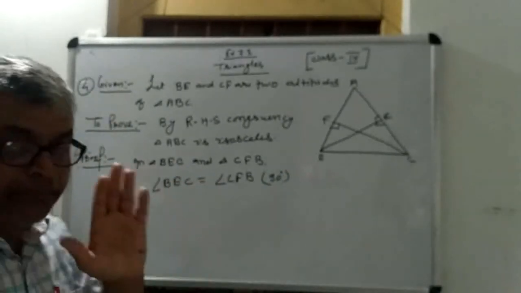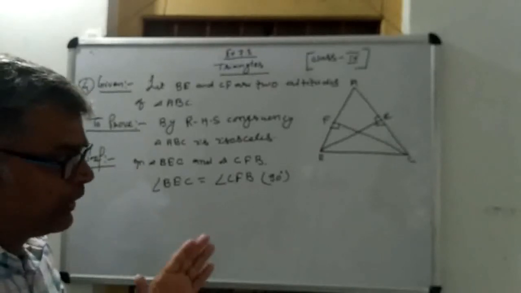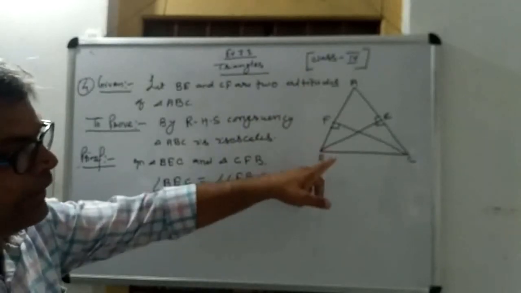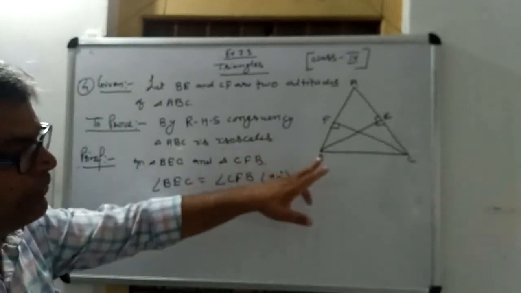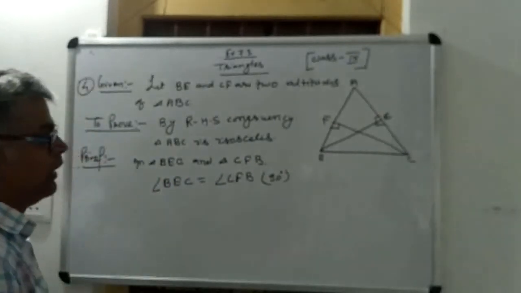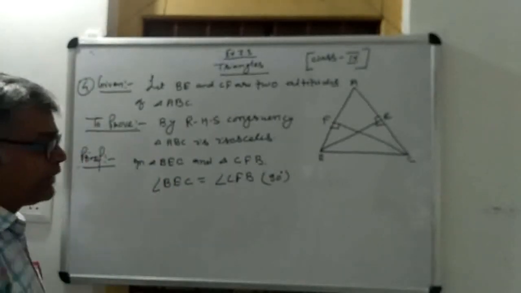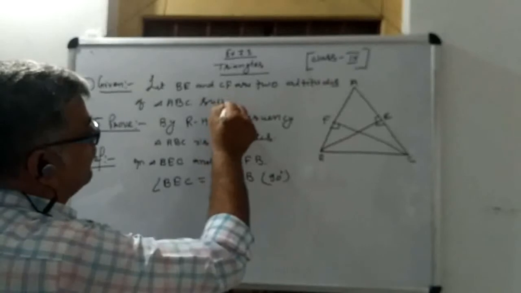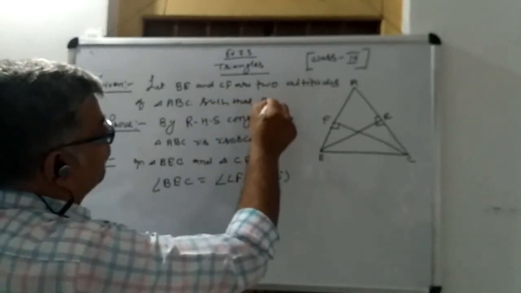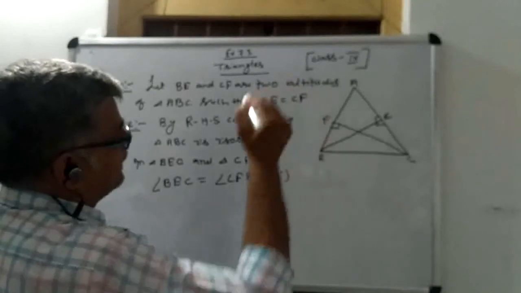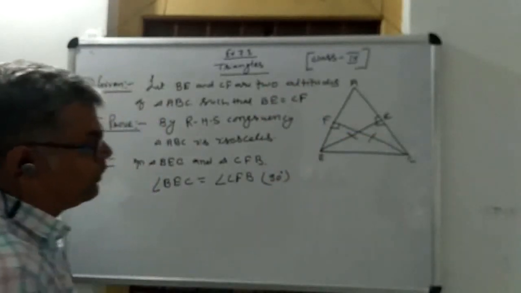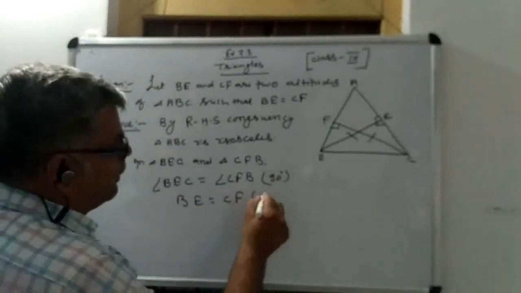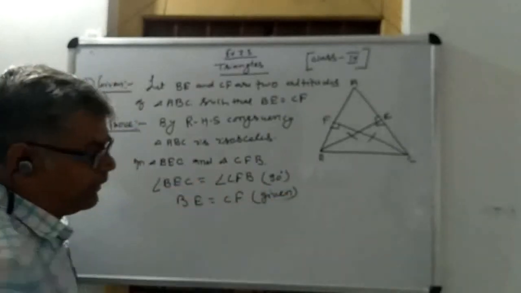an altitude is perpendicular on the side on which it is drawn. So CF is the altitude on AB. It means that angle CFB will be 90 degrees. Now secondly, these two altitudes are equal. Here you can write that BE equals CF. It is given. So you can take this condition also. You may write its reason as given.